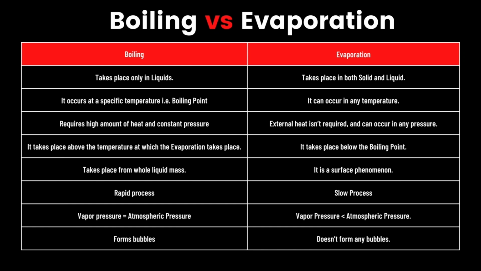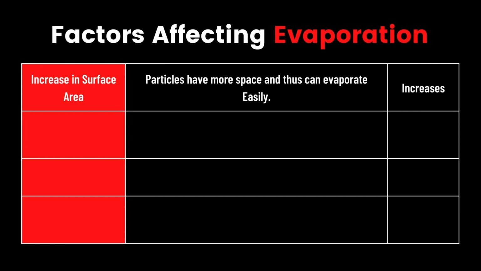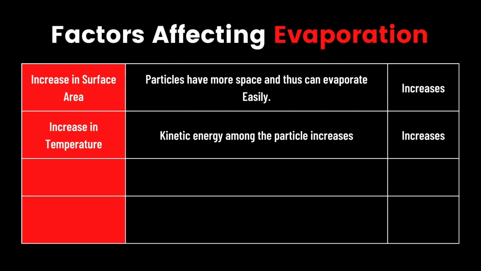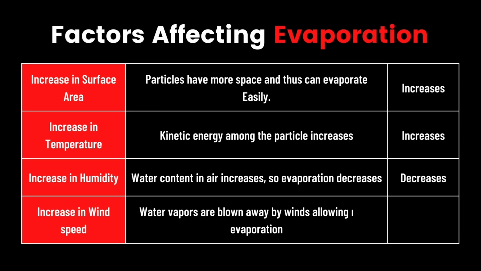Speaking of evaporation, we have to see what the main factors affecting evaporation are. There are 4 major factors, starting from increase in surface area, in which the bigger the surface area is, the better and sooner the evaporation takes place. So, it actually increases the evaporation. Secondly, increase in temperature obviously increases the evaporation, since the kinetic energy of the particles increases. Third one is increase in humidity. Now, if there is an increase in humidity, that is, the amount of water content in air, then it's not going to help the evaporation, so it decreases. Last but not least, increase in wind speed. Here, the water vapors are blown away by the fast-moving wind, making room for further evaporation to take place.